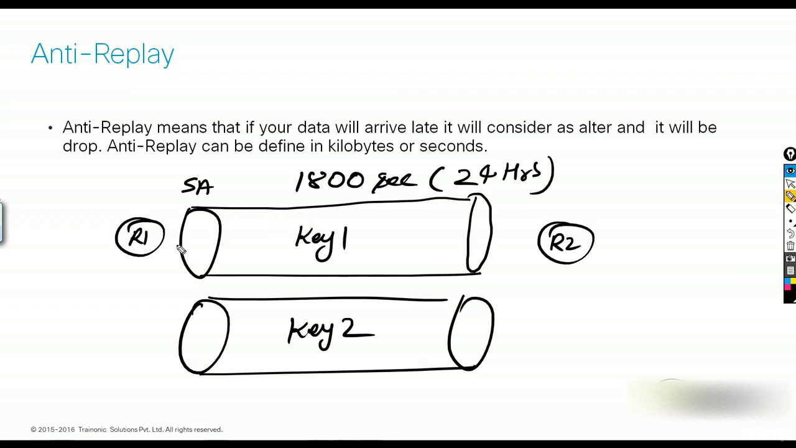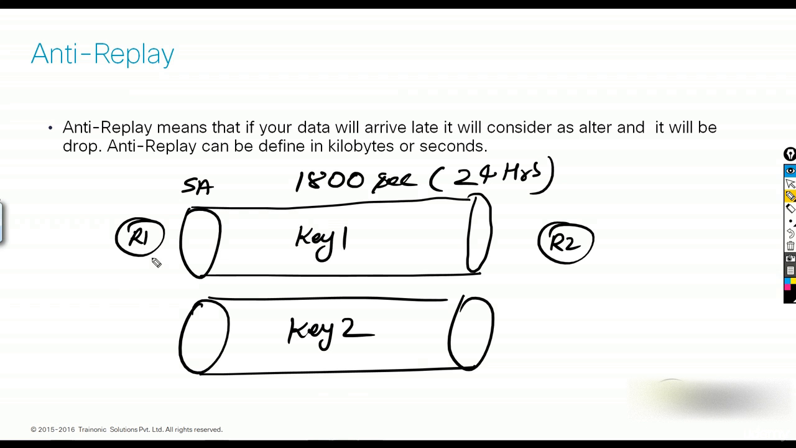Okay, when they are communicating for a half hour session, they will use key 1. For the next half hour they will use key 2. For the next half hour key 3. So using different keys, we are increasing the security.